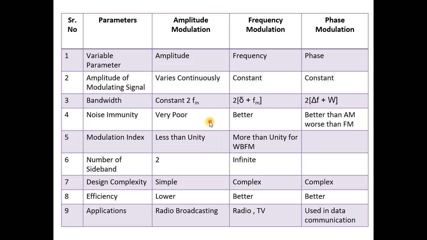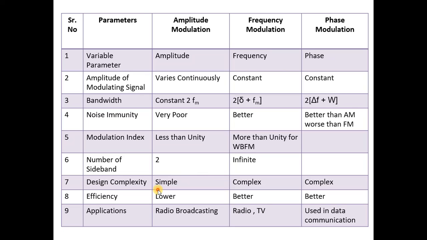What is the noise immunity? Noise immunity is very poor in amplitude modulation, whereas it is better in frequency modulation. Whereas in phase modulation, the noise immunity is better than amplitude modulation, but worse than frequency modulation. What is modulation index? In amplitude modulation, it should be less than unity, whereas it should be more than unity for wideband FM. The number of sidebands in amplitude modulation is 2, whereas the number of sidebands present in frequency modulation is infinite.